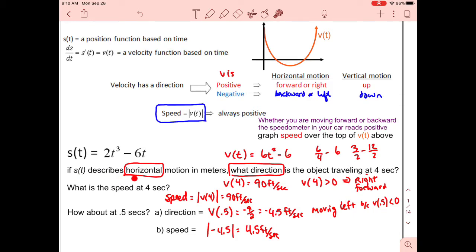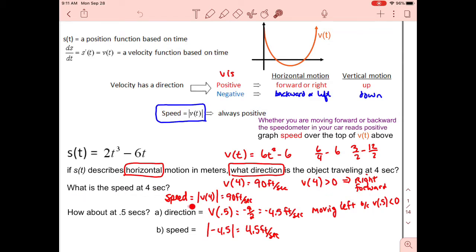And it says if s of t describes horizontal motion in meters, what direction is the object traveling at 4 seconds? So I take the derivative, which is velocity, and we plug in a 4. If you do that, you get 6 times 4 squared, which is 16 times 6 is 96, minus 6 is 90. So v of 4 is 90 feet per second. That's a positive number, so we know that the particle is moving to the right. It's horizontal motion, so we say it's moving to the right since v of 4 is greater than 0.